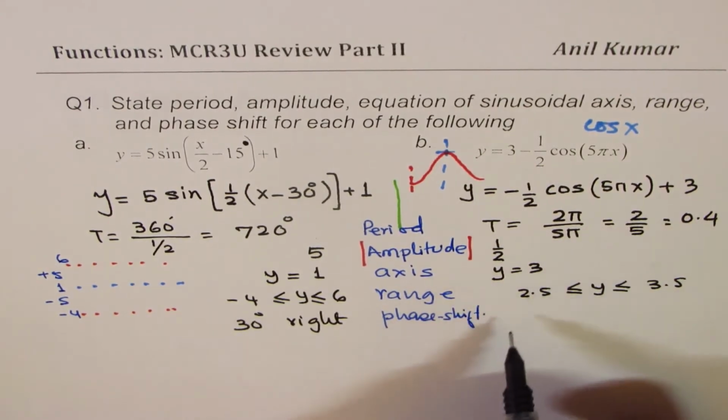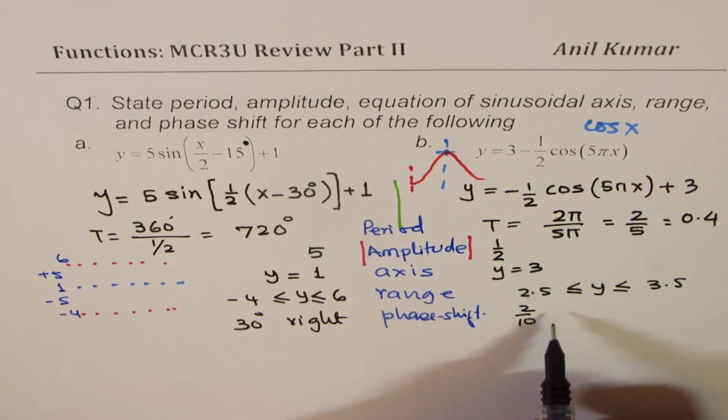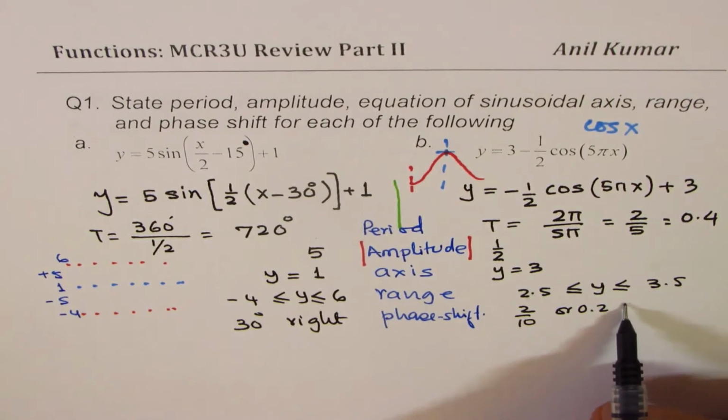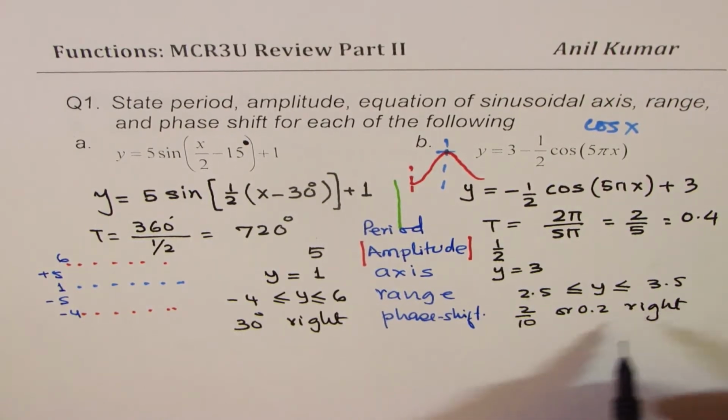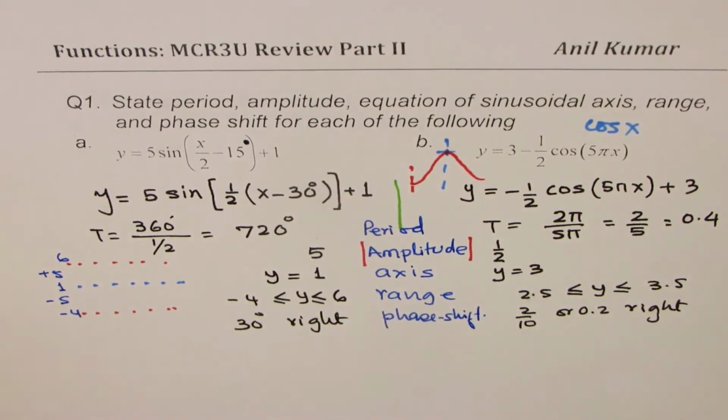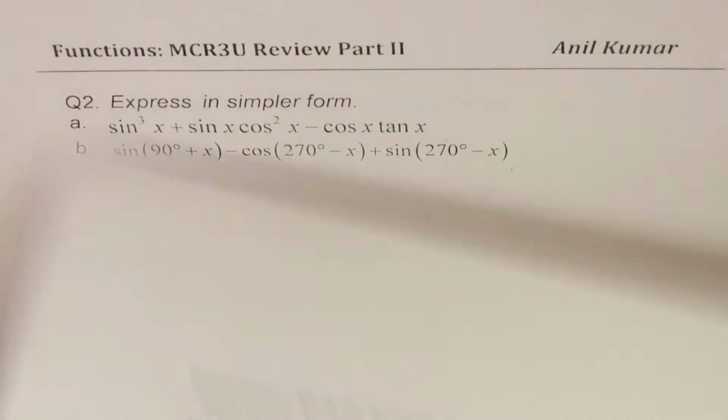If you compare with cos x, which starts half the cycle away, the phase shift should be how much? Half of this, right? So the phase shift is 2 over 10, or 0.2, right? Do you understand? This is very important, and at times I've seen students struggling to get the correct phase shift. So I hope that is absolutely clear. Let's move on to question number 2.